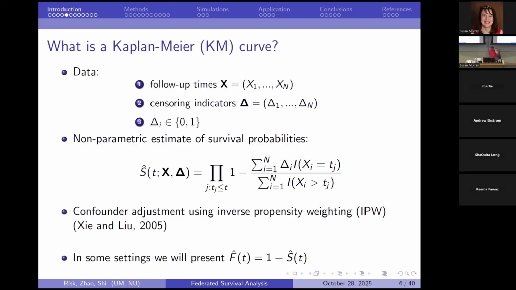So now to get into the specific thing that we're going to be trying to do in a federated setting, I'm going to talk about Kaplan-Meier curves. So Kaplan-Meier curves are a form of non-parametric analysis that has been developed specifically for time to event data.